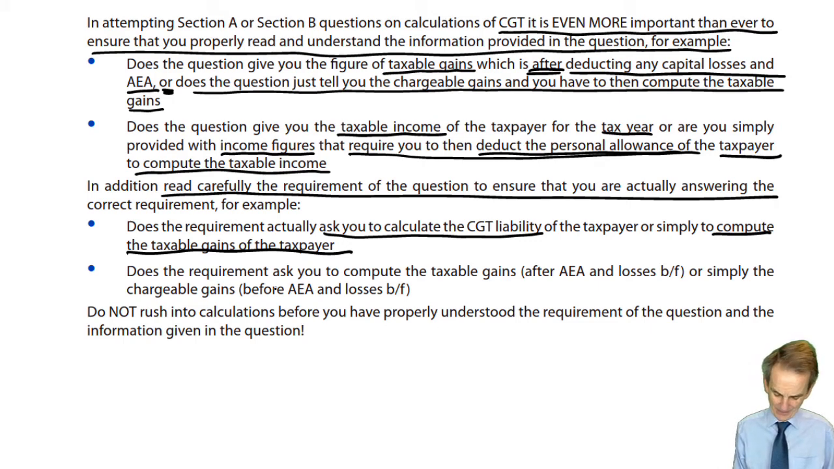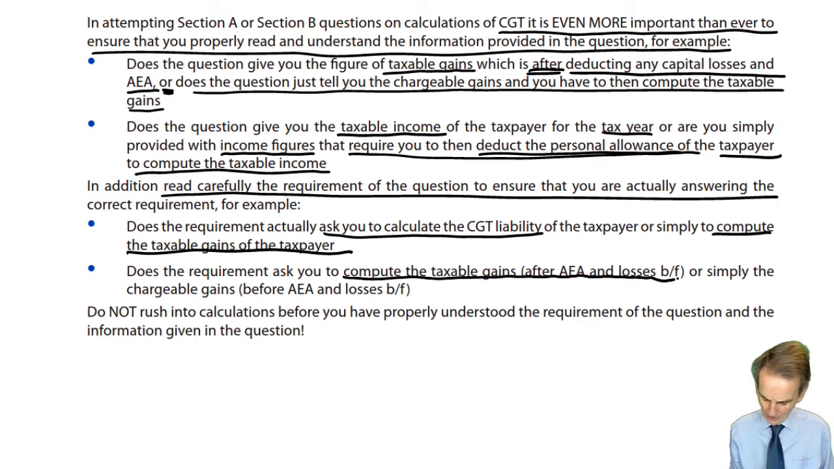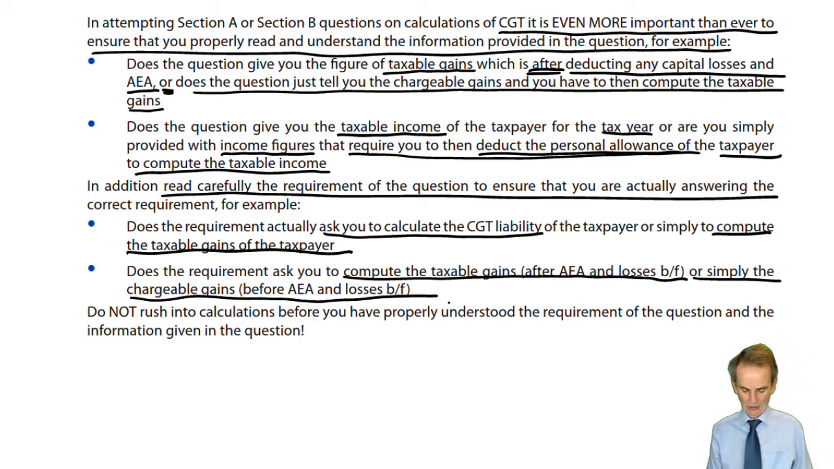So make sure you're answering the correct requirement. Does the requirement ask you to compute the taxable gains after AEA and losses brought forward, or simply the chargeable gains before AEA and losses brought forward? Again, what do they want? Do they want taxable gains? Do they just want net chargeable gains? Do they want CGT liability? Make sure you correctly interpret the requirement.